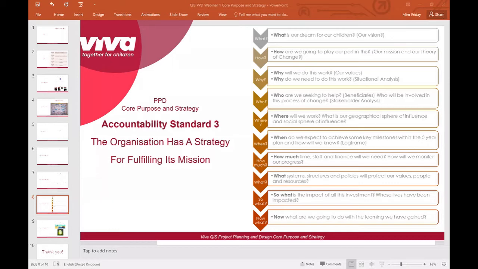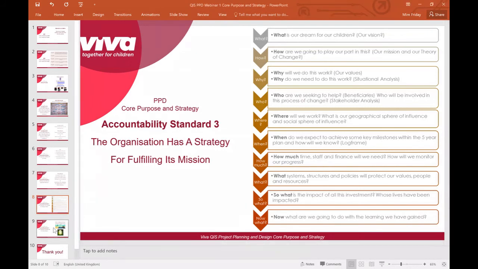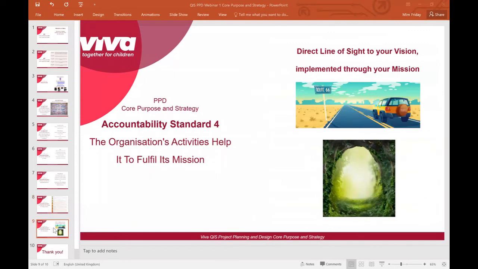Any questions or pointers there? Again, as we go through project planning design, we will go into those in more detail. But that, I think, is a 10 question summary of what a strategy would look like. Okay, number 4. Accountability standard 4: the organization's activities help it to fulfill its mission.